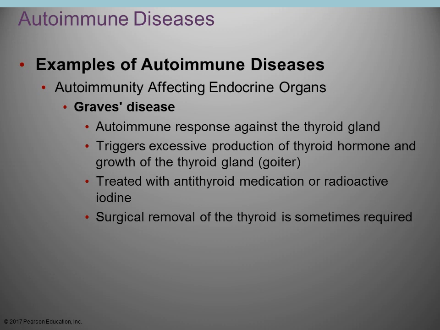Graves' disease is an autoimmune disease against the thyroid gland. It triggers excessive or overproduction of the thyroid hormone, and then the thyroid gland itself grows excessively. You can try treating this with medication or with radioactive iodine, and sometimes you may have to actually remove the thyroid gland completely.